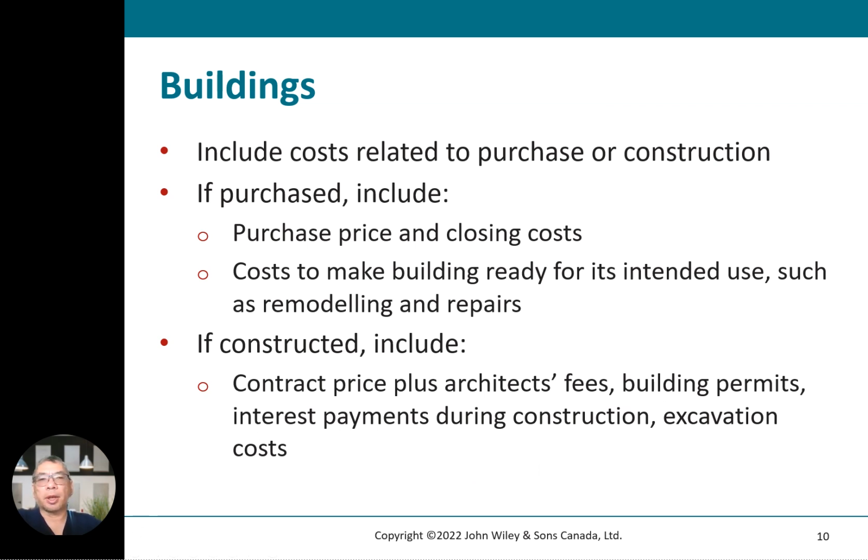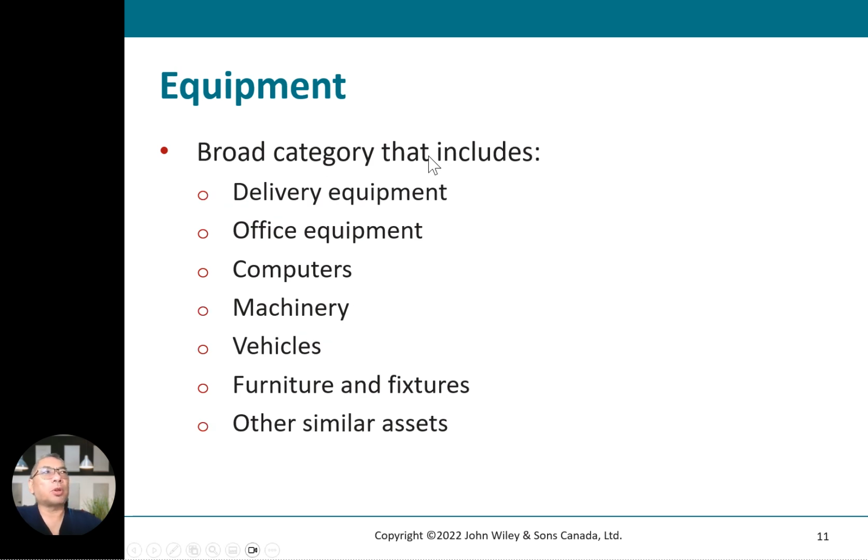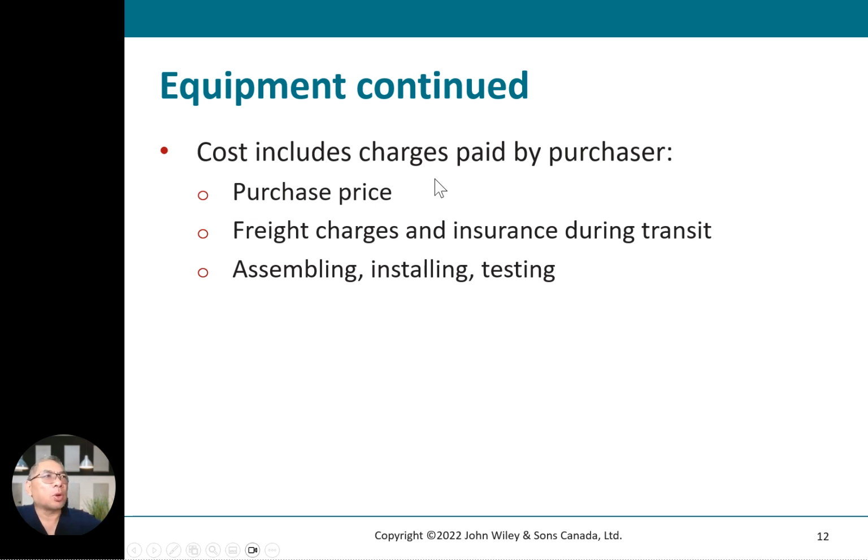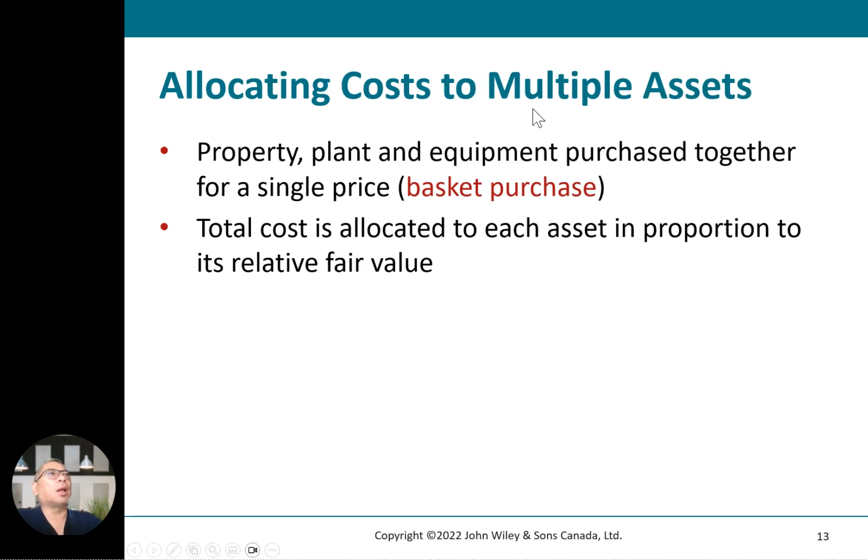In terms of equipment, this category includes delivery equipment, office equipment, computers, machinery, vehicles, furniture and fixtures, and other similar assets. Costs include the purchase price, freight charges and insurance during transit, assembling, installing, and testing. Allocating cost applies to multiple PPE items purchased together for a single price, such as a basket purchase. For example, you buy a stove, let's say you buy 4 or 5 of them for a single price, we call it a basket purchase. The total cost is allocated to each asset in proportion to its relative fair value.